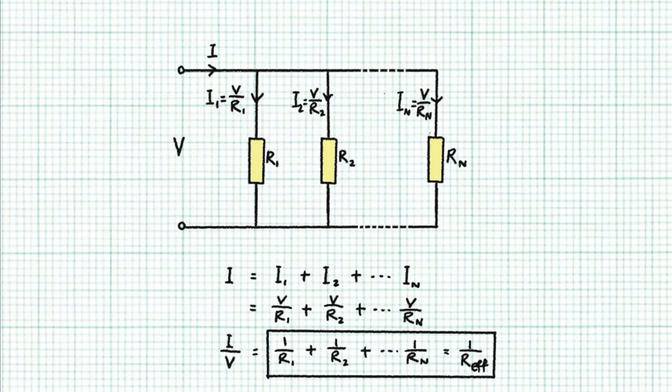Okay, so now you know when we add a resistor in series, it increases the resistance, but when we add a resistor in parallel, it decreases the overall resistance.